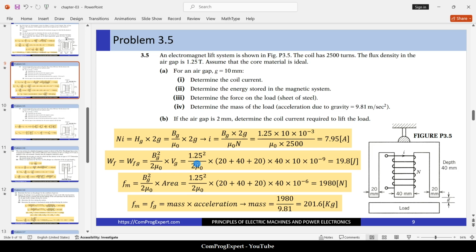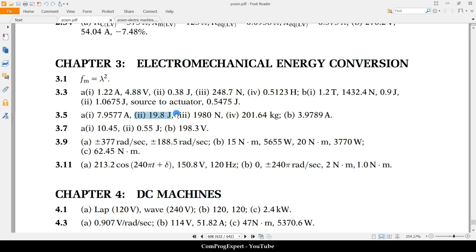And the next part, determine the force on the load. How can we calculate the force? Again, we can use this equation: B gap squared divided by 2 times mu 0 times the area. We have three air gaps, three cross-sectional areas: the summation of these widths plus this one, times the depth of the problem, times 10 to the power minus 6. These are in millimeters. The value of the force is equal to 1980 Newton. We have the same number here.